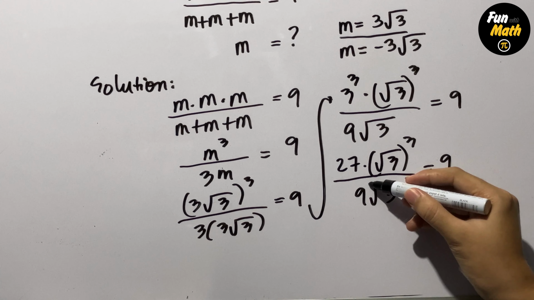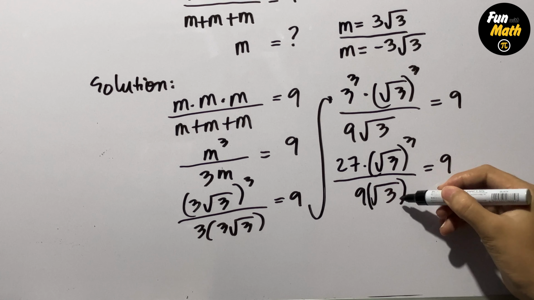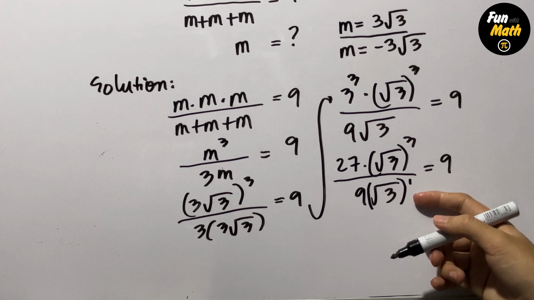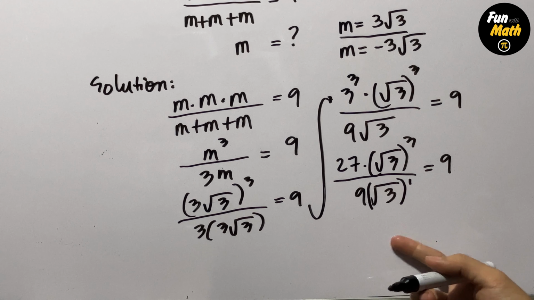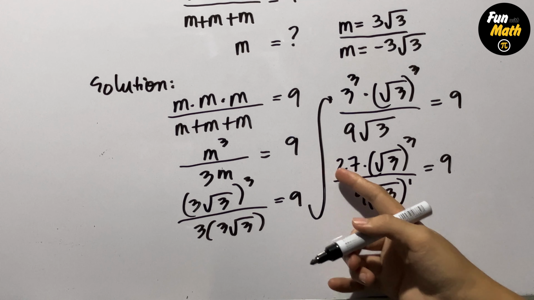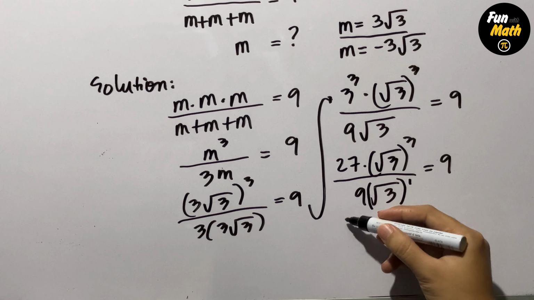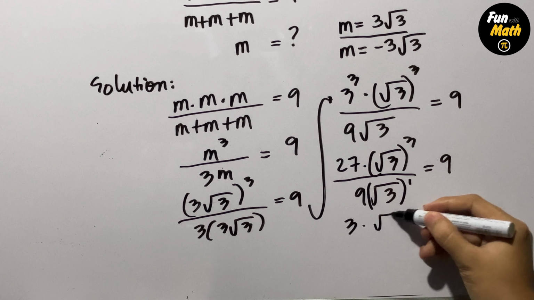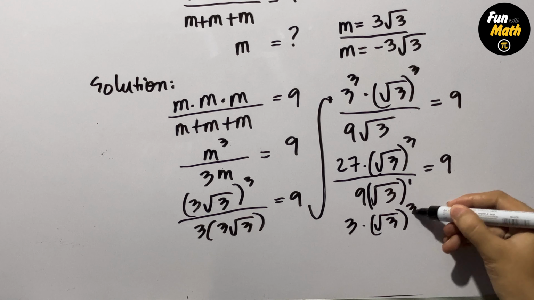Now we can use a parenthesis to separate. And then let's put a power of 1 because that is constant. So now it's easier to divide. 27 divided by 9, that is 3. So 3 times square root of 3 whole to the power of 3.